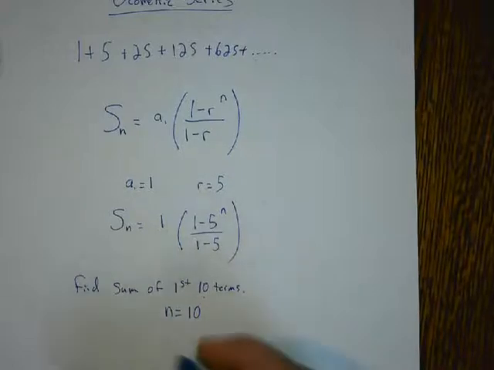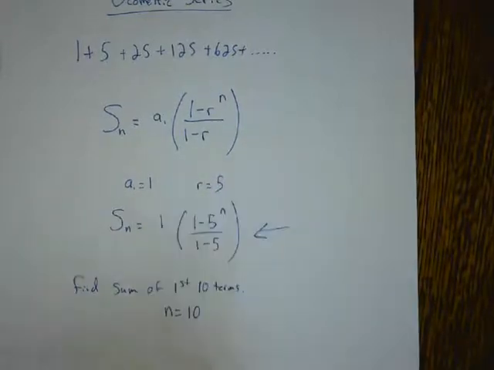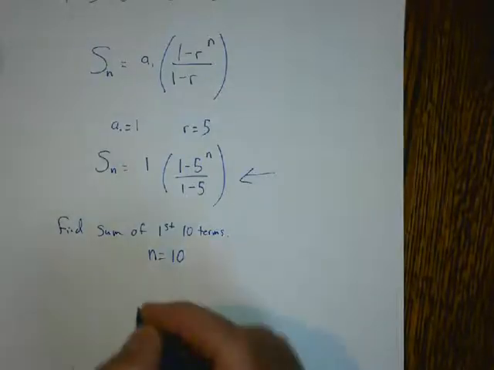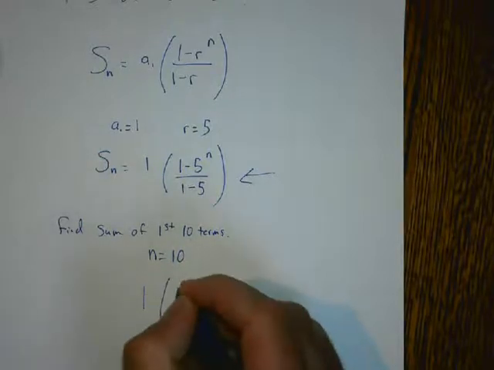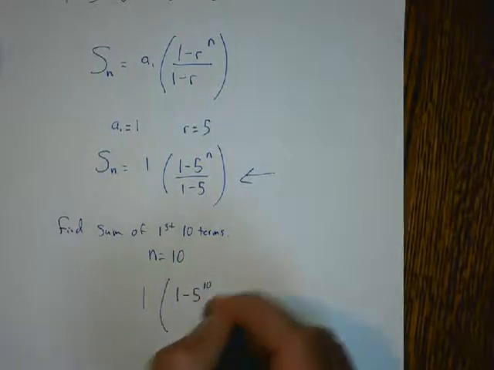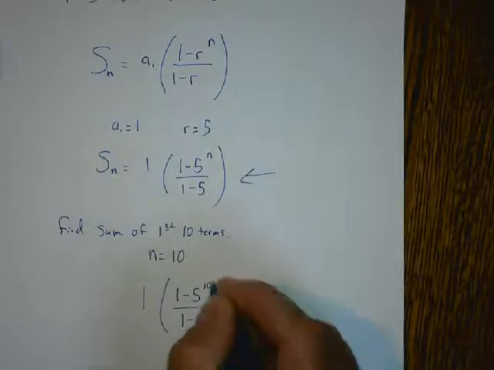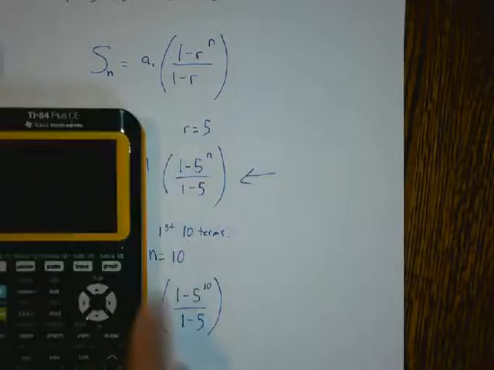So again, I go back to my generic rule that we just figured out, and now we know what our n value is. So we have 1 times the quantity 1 minus 5 to the 10th power over 1 minus 5. Again, this works out very easily to put into the calculator.